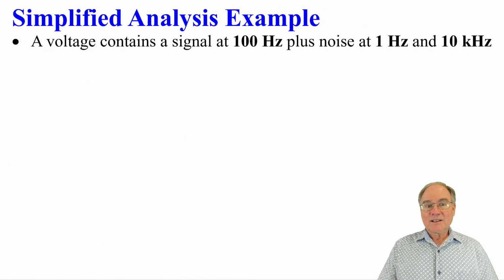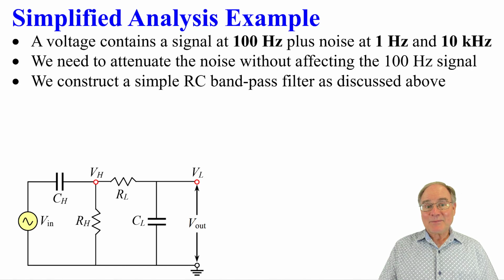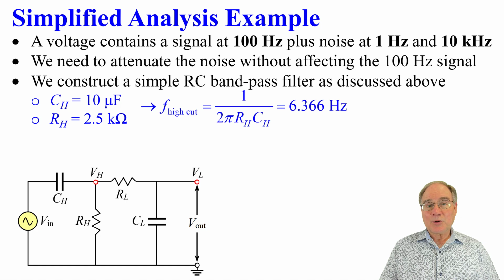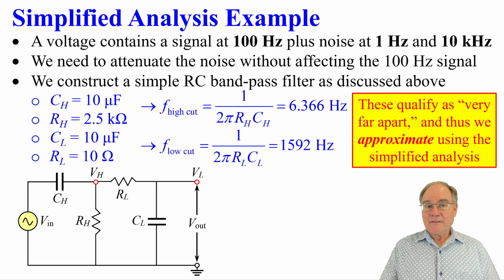Let's do an example. Suppose we have a desired voltage signal at 100 Hz, but we have some pesky noise at 1 Hz and at 10 kHz. We want to attenuate the noise without affecting the 100 Hz signal. Here's our first-order RC bandpass filter as I described above. I pick this capacitance for the high-pass filter and this resistance, giving us about 6.37 Hz as our cutoff frequency. I assign this capacitance for the low-pass filter and this resistance, yielding almost 1600 Hz as our low-pass cutoff frequency. I'd say these qualify as very far apart, so our simplified analysis should be good.